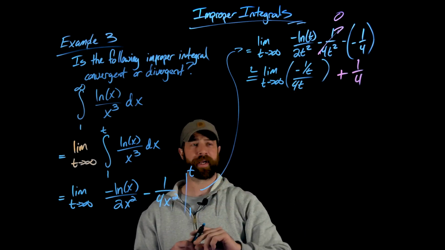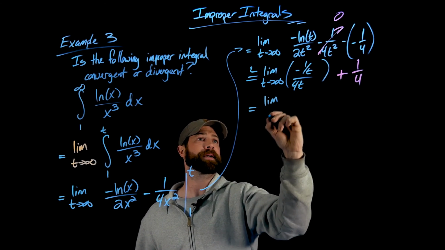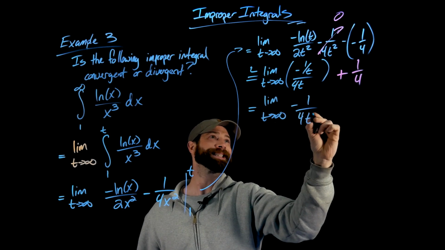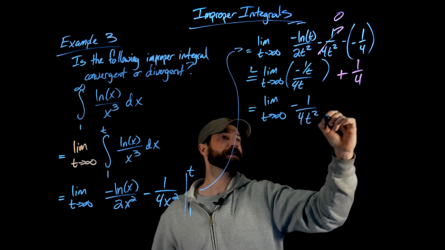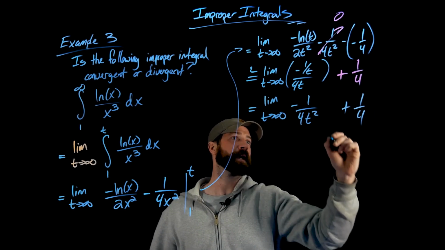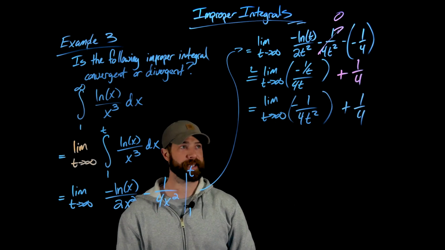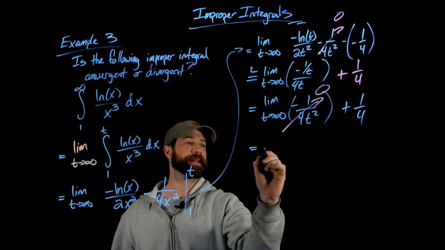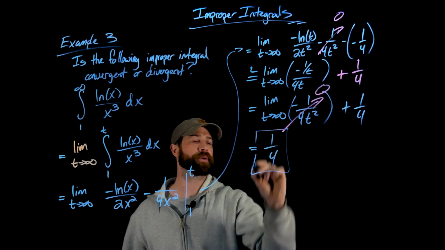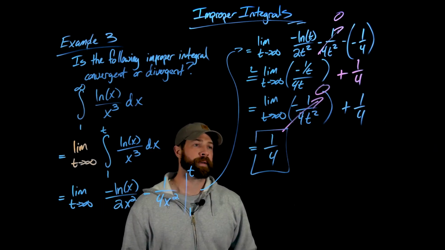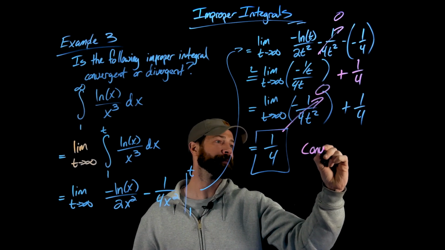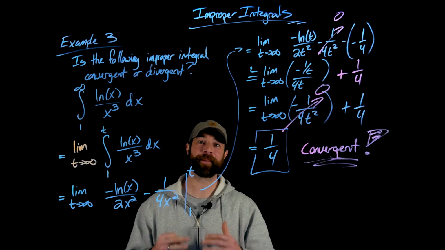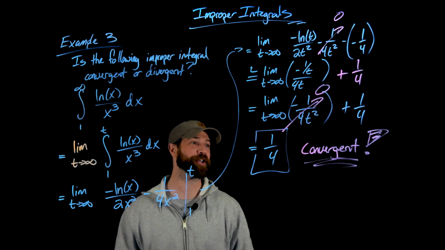And then this is pretty straightforward, just to write it out to make it easier. This now is easy to take the limit. This is the same thing as negative 1 over 4t squared, which, look at that, it's exactly the same as that one. And then we have this plus 1/4, again, that we've already calculated. This limit right here as t goes to infinity, this goes to 0, giving us that the value of this improper integral is 1/4. And therefore, this is convergent. Which means this improper integral is convergent. It converges to the value of 1/4.